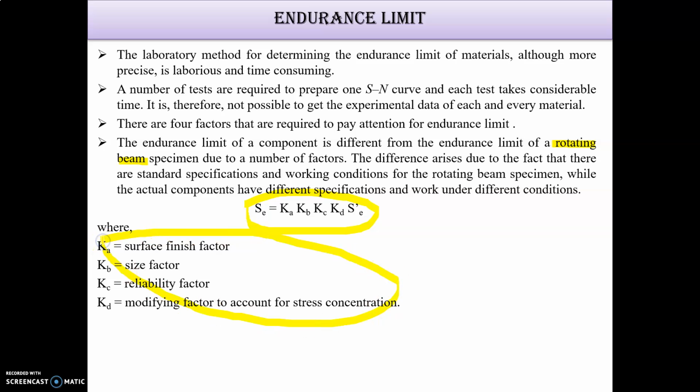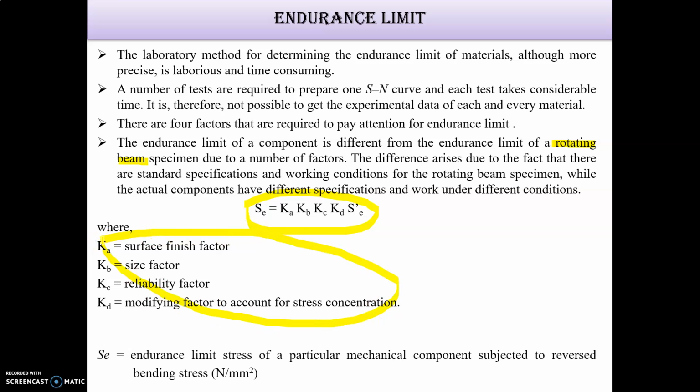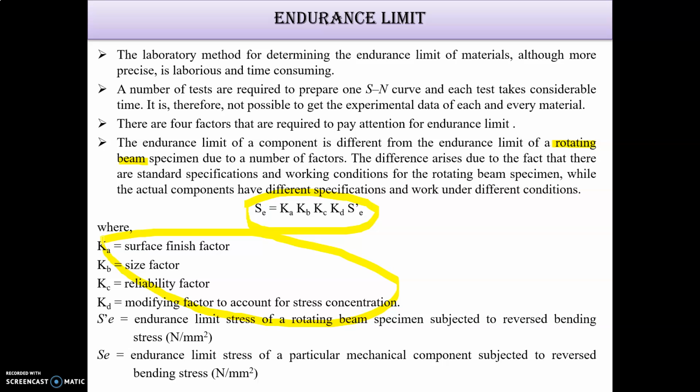Okay. Now what is this Se and Se dash? So Se is what? The endurance limit stress for a particular mechanical component subject to reverse bending stress. Okay. And Se dash is for rotating beam only. So this is the thing which we get here.